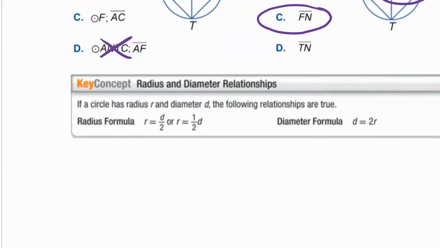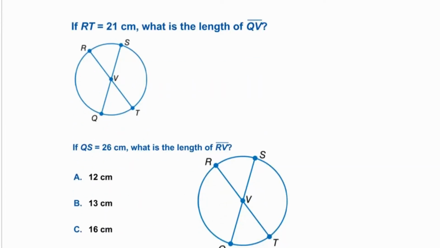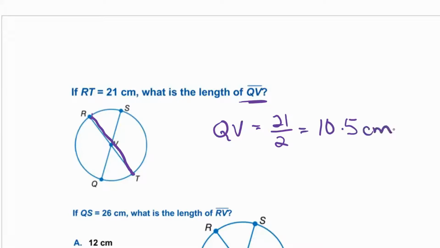The radius is half the diameter, and the diameter is 2 times the radius. In this problem, they give us that RT is 21 centimeters. RT is a diameter, and we're asked for the length of QV. And QV is a radius. So QV would be 1/2 of the diameter, which would then be 10.5 centimeters.